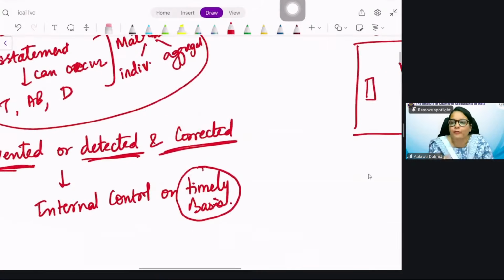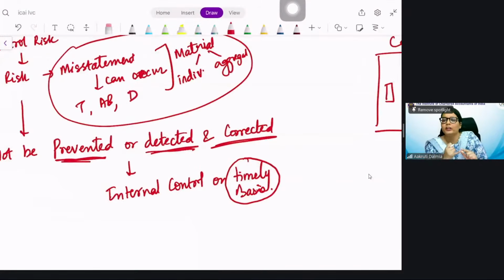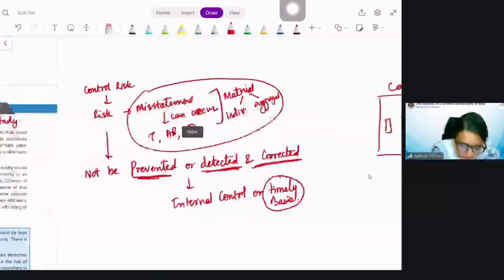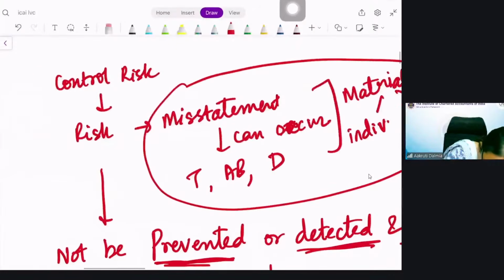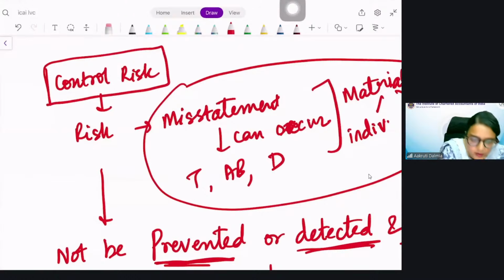When internal control fails to do these three things, what does it fail to do? It either did not prevent, or it did not detect and correct on a timely basis. So what is this risk called? Control risk. Is everyone clear? What is this risk called? Control risk.